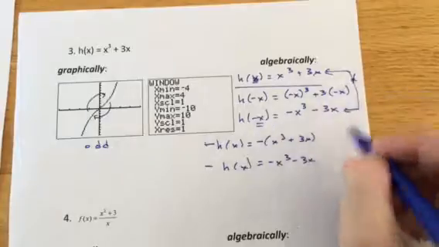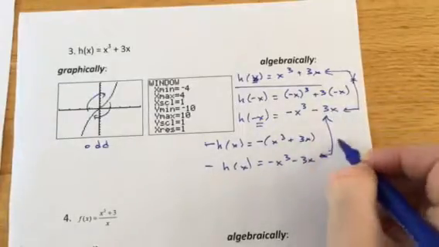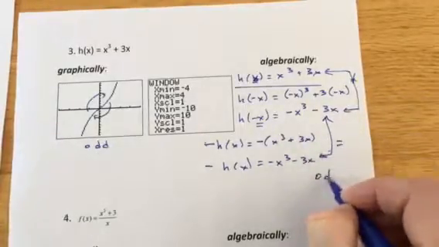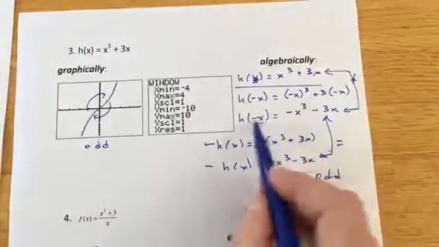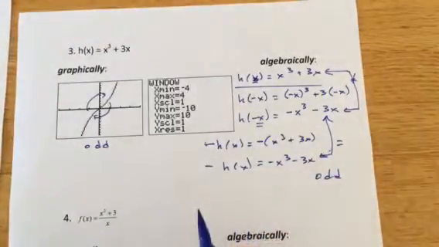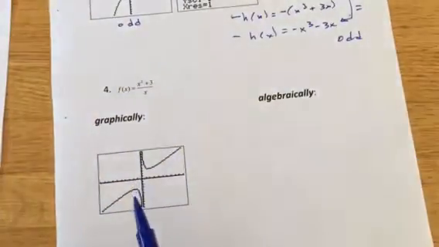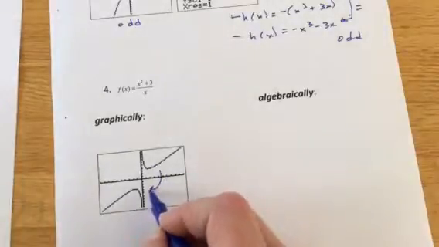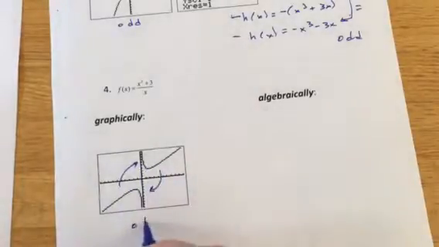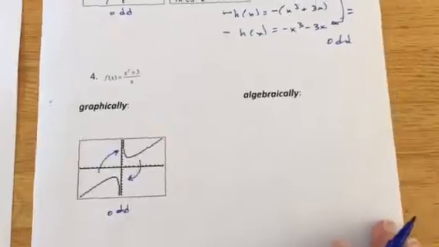Remember, these two are not equal, so that meant it was not even. These two are equal, that makes it odd. When you plug in -x, you get the opposite of what you started with. That's an odd function. And then finally for number 4, by symmetry, it certainly looks like we have this 180-degree rotation, which would make it an odd function.